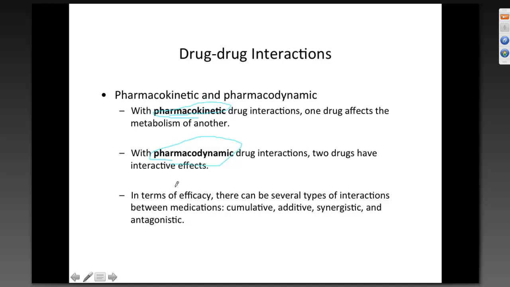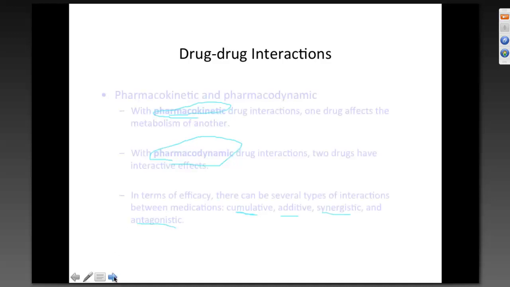Now, when we're talking about drug interactions, we're talking about how one drug may add to the effectiveness of another, may subtract from it, may cancel it out. We're going to talk about 4 or 5 different reactions or interactions. Cumulative, I'm down here on the bottom, additive, synergistic, and antagonistic. All right, so let's just look at those.